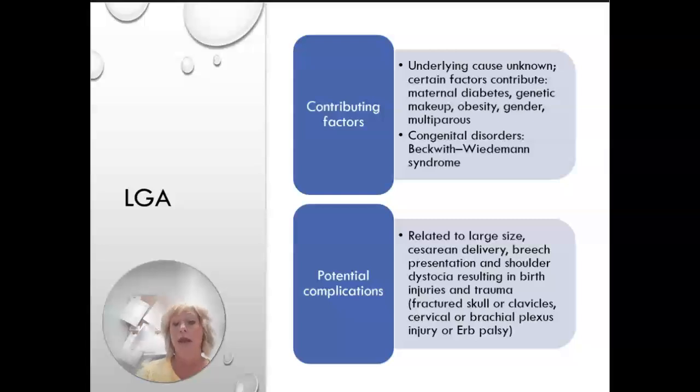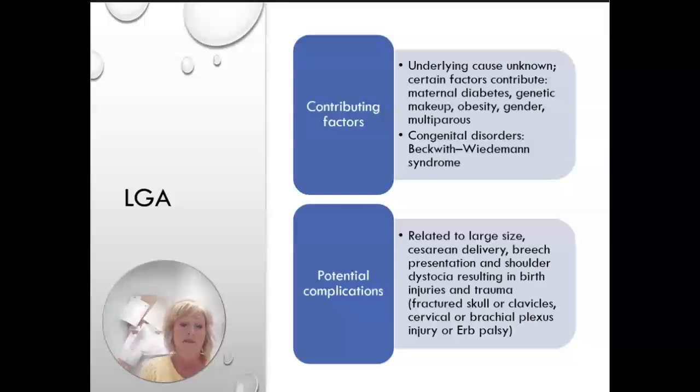Maybe mom's had multiple babies. Congenital disorders, we're not really going to go into those kinds of things, but these are the main things. Maternal gestational diabetes, all the babies in the families have been large. So complications, are we going to be able to deliver a 10-pound baby vaginally? So there's a good chance that this mom might be a cesarean delivery. Sometimes these babies are breech presentation or shoulder dystocia because their head gets through, but then the body can't get through, and their chest might be bigger.